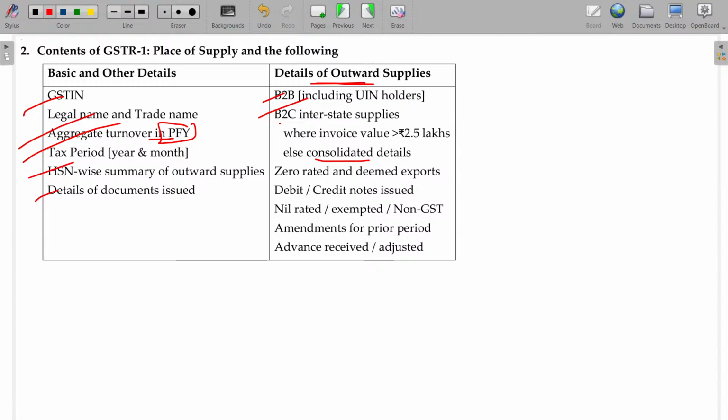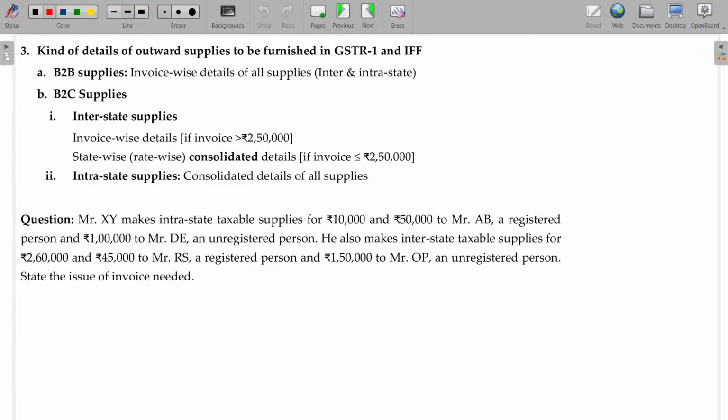In case of inter-state transaction, 2.5 lakhs and more, then you need to issue the independent tax invoice. So those things are there, no? Those particulars we studied there. All these things are going to be updated: zero rated, debit note, credit note, nil rated, exempted, amendments of the prior periods, anything. All these details are going to be filled in the GSTR 1 form. Clear? Now, already explained what is called B2B, B2C and all.